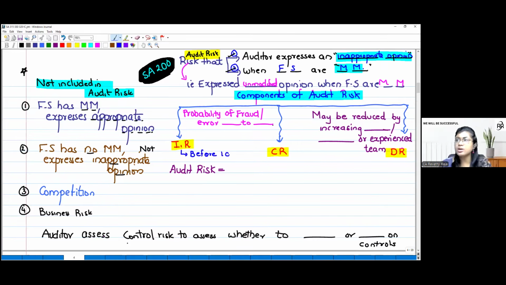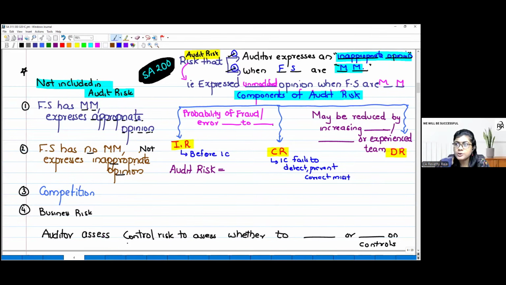Before internal controls. Okay. What is control risk? Risk that internal control fails to detect, prevent, correct misstatements. Meaning control fails. Internal control is not proper.